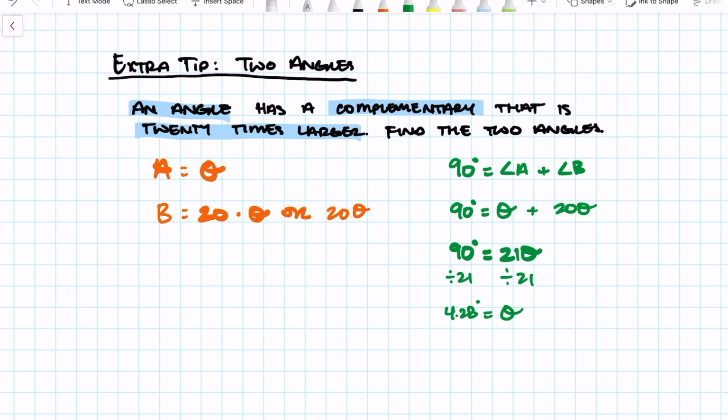You're going to plug in for A, and that one is just going to be 4.28. And for B, we're going to get whatever 20 times 4.28 is. And so the answer should be, let's see if I can do this, 85.6 degrees. And if I calculate that, that should add to about 90 degrees.